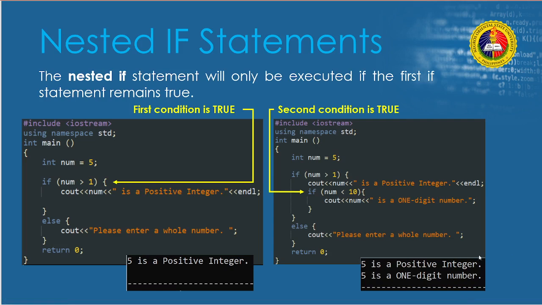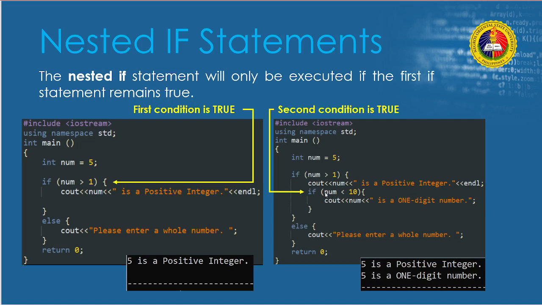Okay. Alright. So since this condition is true, therefore the if statement is going to be accepted. Now, how are we going to create a nested if out of this condition? So let's take a look at the right side. Again, same thing, our number is 5, and the first condition is if 5 is greater than 1, then this statement is true, right? So since this statement is true, we can create another if statement inside of it.